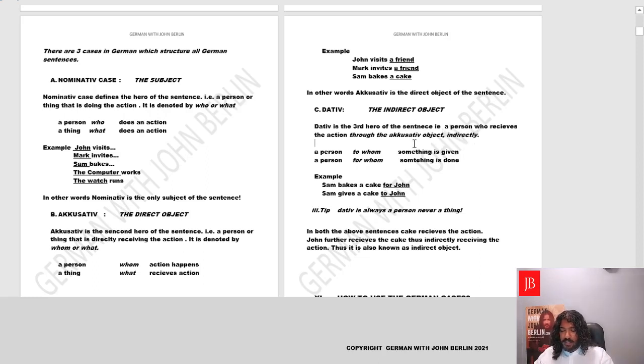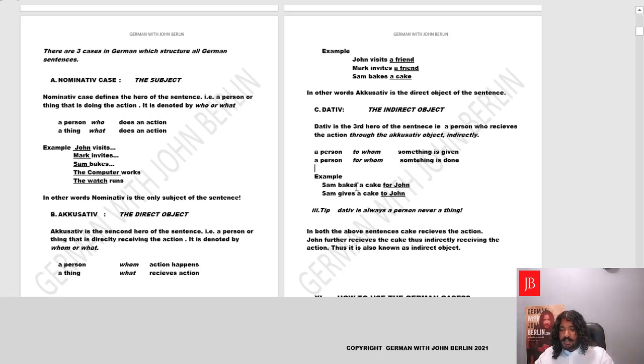Yes, what does it mean? That this person does not receive the action directly, it receives the action through the accusative object, thus the name indirect object. For example, it could be understood with the reference questions, which I could write here: to whom or for whom. These are the reference questions. You can understand it like this: a person to whom something is given, yes, that means the accusative thing is given, or a person for whom something is done, some accusative thing is done, yes.